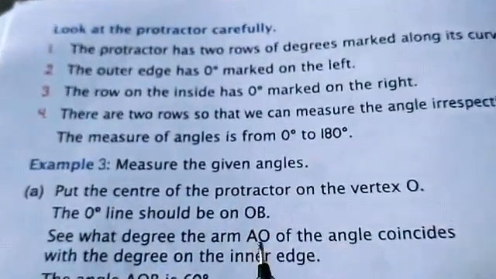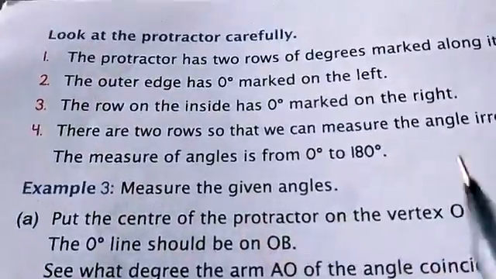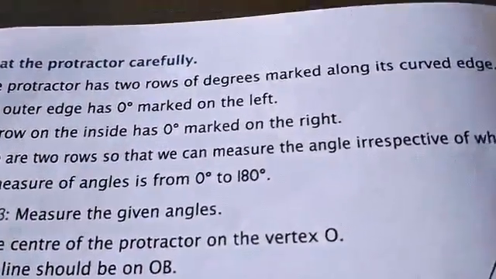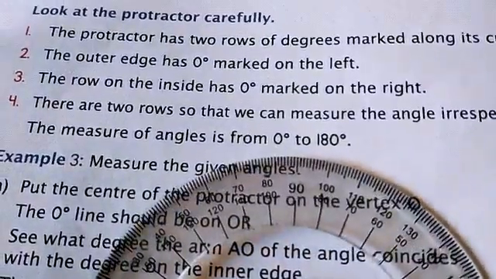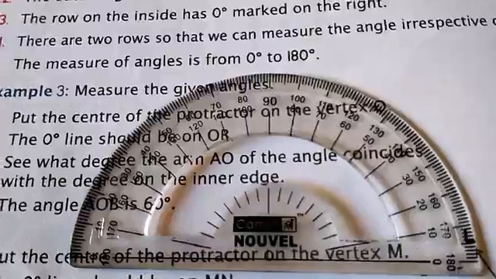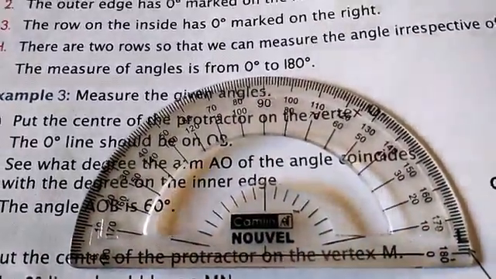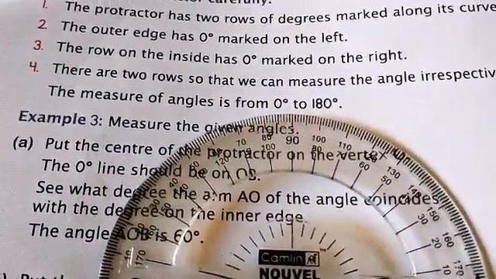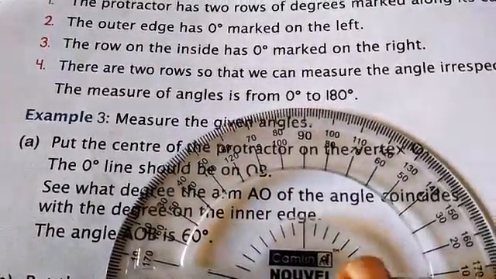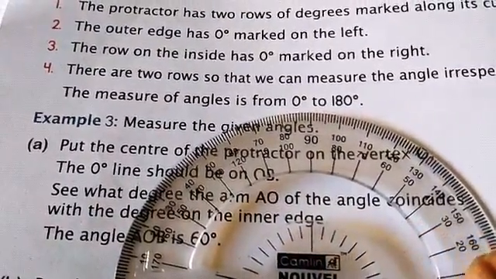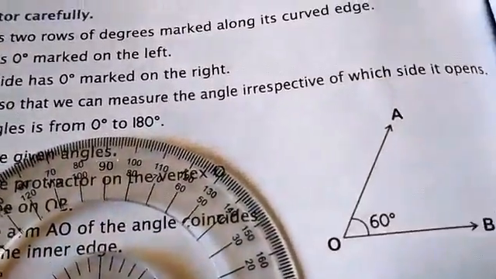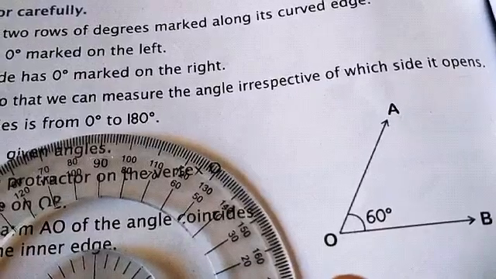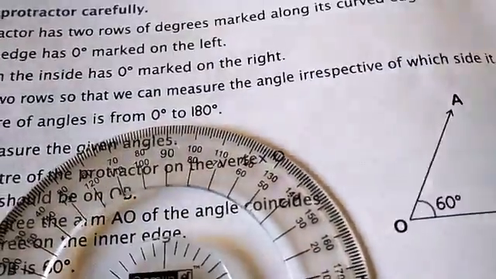Now let's see how to use the protractor. The protractor has degree marks along its curved edge. This is the curved edge, right? And 0 is marked on the left. Here you can see. And the row on the inside has 0 marked on the right. There are two rows so that you can measure the angle irrespective of which side it is open.